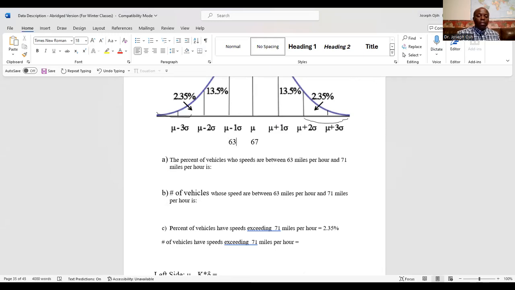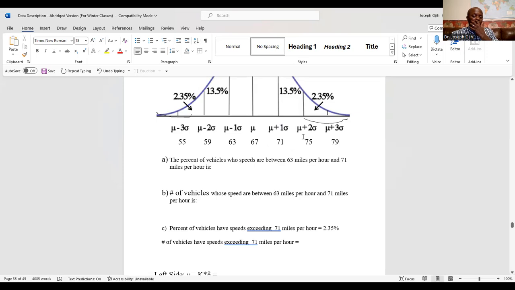Then 63 minus 4. So you keep subtracting the standard deviation. 63 minus 4 should be 59, and 59 minus 4 will be 55. Then on the right side, you add 4. 67 plus 4 gives us 71. 71 plus 4 is 75. And 75 plus 4 is 79.